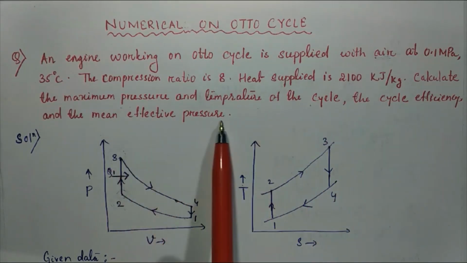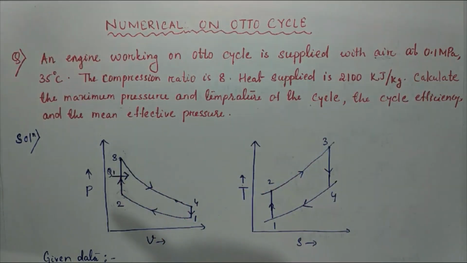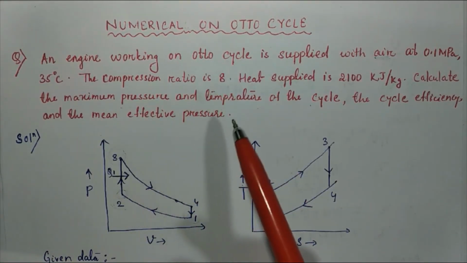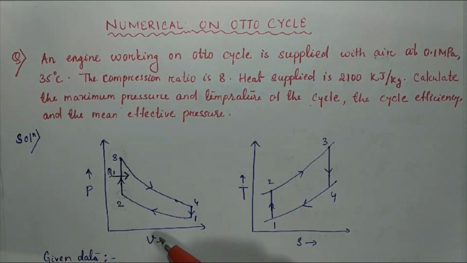efficiency and the mean effective pressure. So to solve this numerical, the first step we have to consider is to draw the coordinate diagram of the given cycle. The given cycle is Otto cycle, so we have to draw the coordinate diagram, that is PV and TS diagram for the Otto cycle.